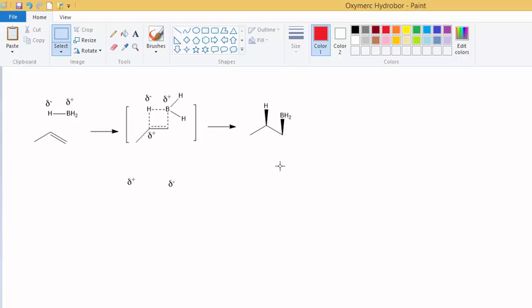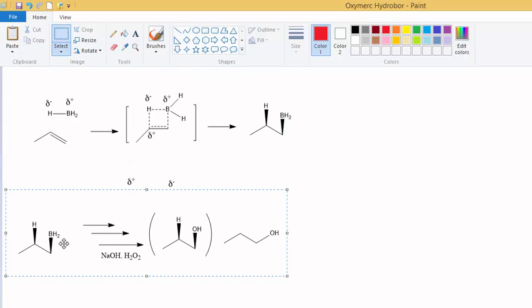Okay, so now we're at this species here. Once again, in a lot of intro organic chemistry classes, you're told not to worry about the so-called workup. So here, we're not going to look at the inner workings of the mechanism. Just know that upon workup with NaOH and peroxide, this group will be transformed into an OH group, and you'll get your final product like this.